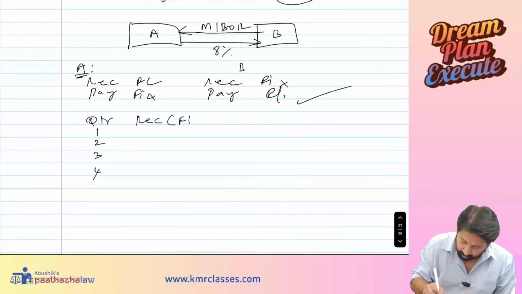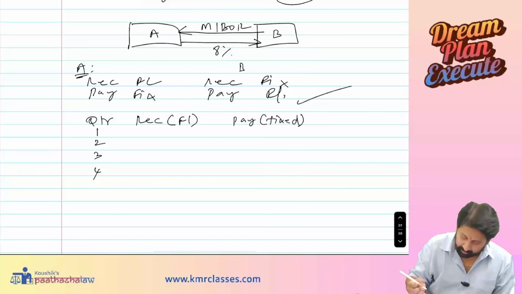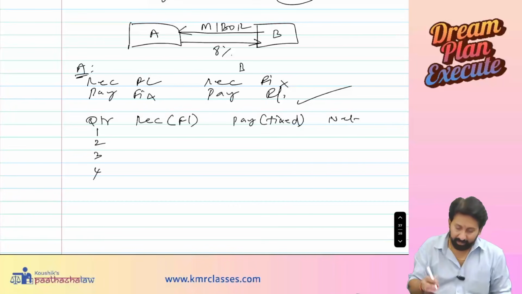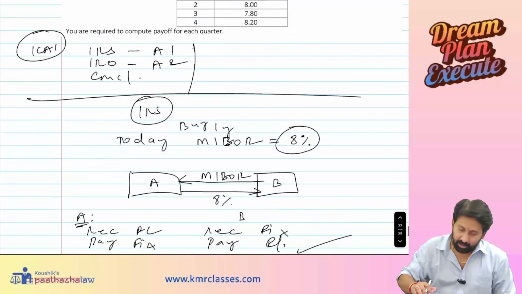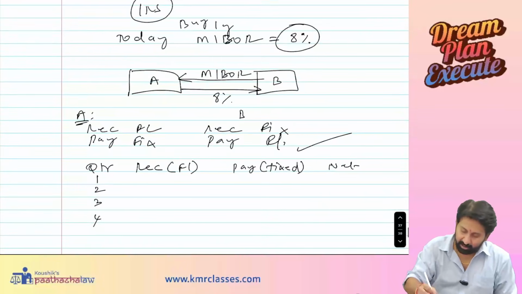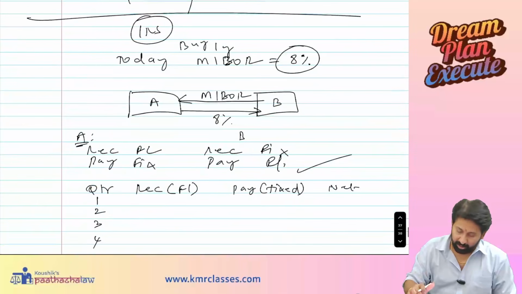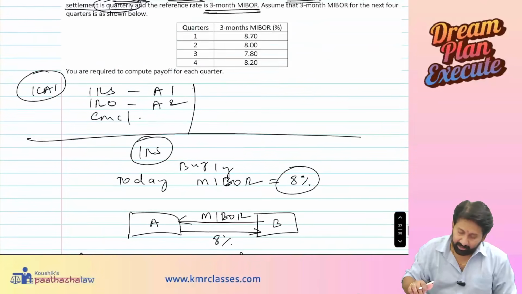Receiving, floating, pay, fixed, net. Observation required. See here. Quarter 1, I will be receiving MIBOR. Okay. What is the floating rate?